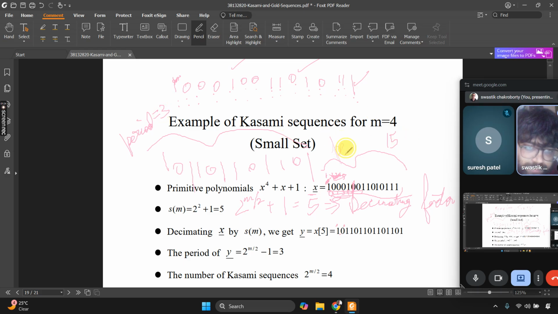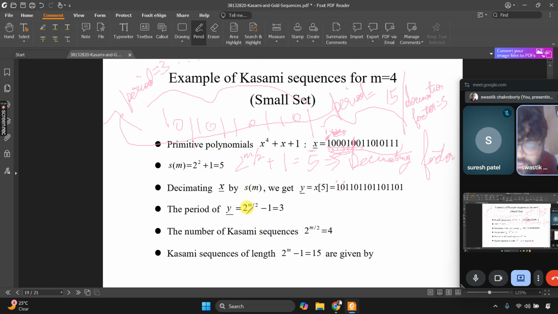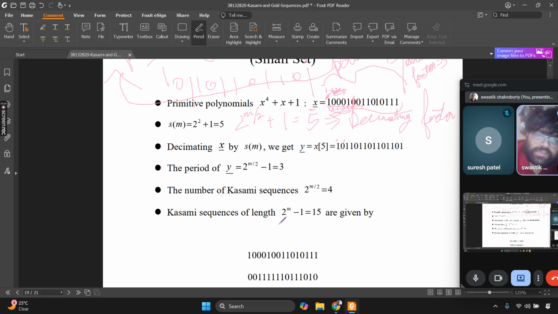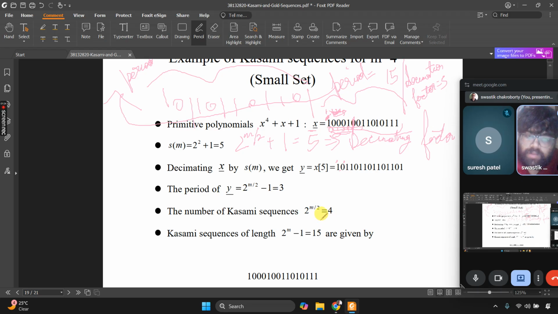Here the period is 15, but it got decimated by the decimation factor of 5. So the new period is 3. So when you decimate by a certain factor, the period reduces that much. So the period of y is 3. So the number of Kasami sequences will be 2 to the power m by 2, or 4.